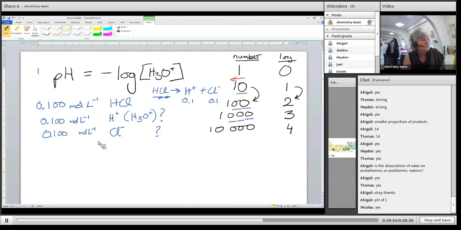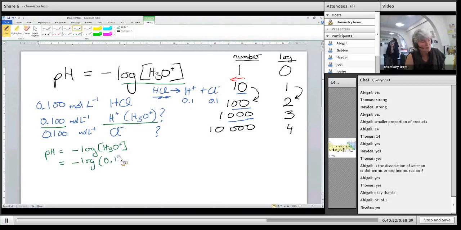Okay, right. Now that I've worked out my concentration of hydronium ions, because that is what is in the formula you have to learn, now I just substitute. So pH is equal to the negative log of, the square brackets mean hydronium ions, mean concentration. So make sure that you put in the square brackets. And then you substitute your value, which is 0.1, so it's equal to minus log. Notice that I'm showing full working. You should always show full working.